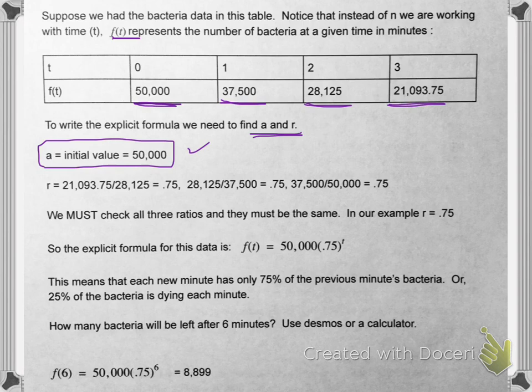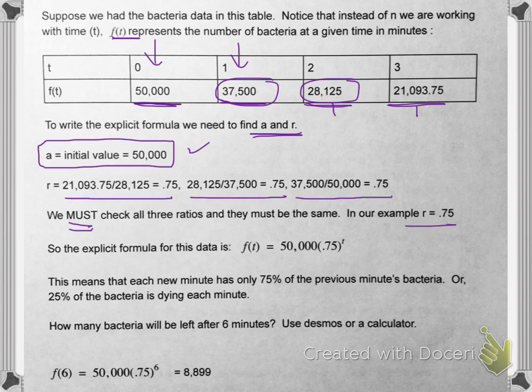Now we need to find the common ratio. So we can take this amount and divide it by this amount, and we're going to get 0.75. We can take this and divide it by this. We also get 0.75. And finally, we can take this amount and divide it by this amount, and we are also going to get 0.75. You have to check all these ratios to make sure that they are the same or very close to the same. And in our example, our common ratio is 0.75.